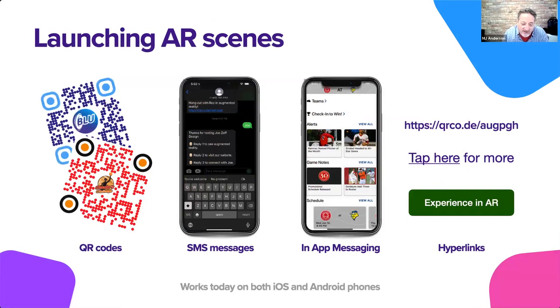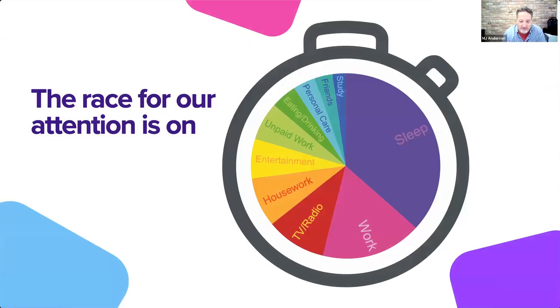Launching our scenes is really pretty simple. It's essentially web content. So we can present QR codes to the user. We can include links in SMS messages. We can even put links inside of existing mobile apps that render the AR scene inside the mobile web browser that's based in most mobile apps today. And then certainly any other link that you can put online. So a link in an email, a link on a website, a link in a social media post, and so forth, can be used to trigger the content that you create in our platform.